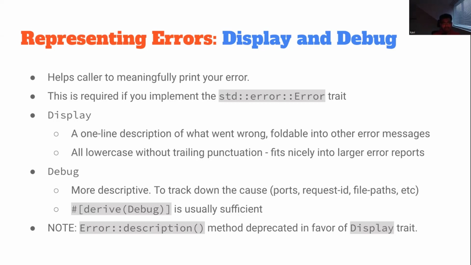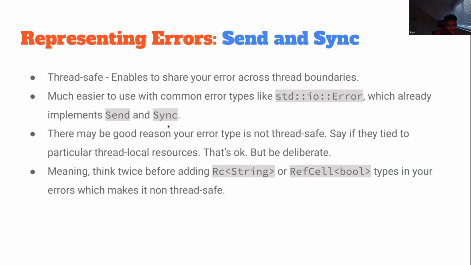And if you're reading some old Rust code, you may see this error description method, which is kind of deprecated in favor of the Display trait. So just a small note. All right, so that's Display and Debug.